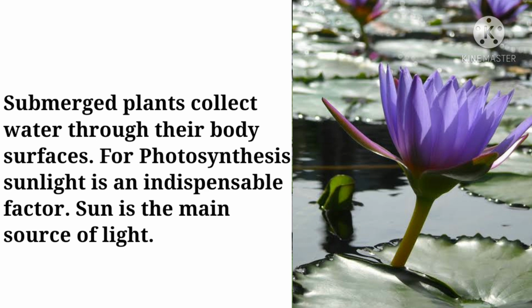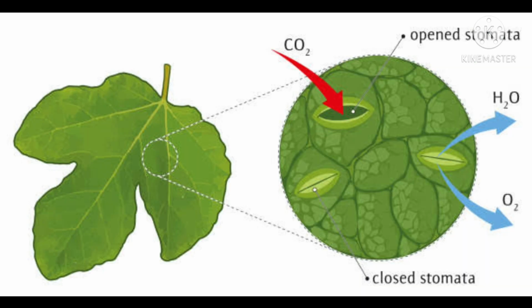For photosynthesis, sunlight is an indispensable factor. Indispensable means essential. That means sunlight is an essential factor for photosynthesis, and the sun is the main source of light. During photosynthesis, carbon dioxide gas from the air enters the plant through stomata. There, carbon dioxide and water inside the cell take part in a chemical reaction to produce glucose. This glucose is produced using the energy that has been trapped from sunlight by chlorophylls.